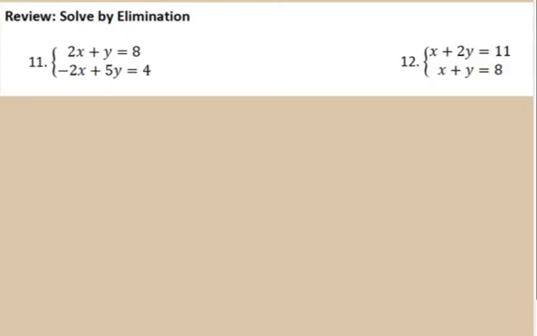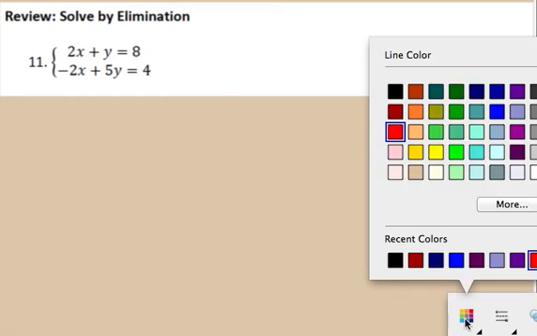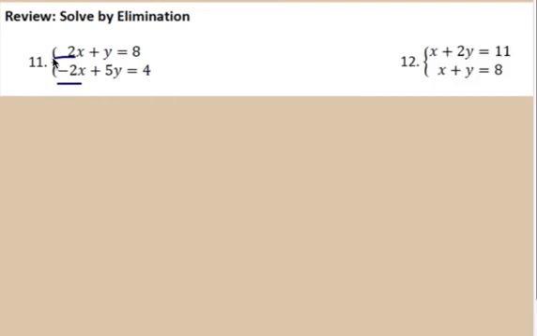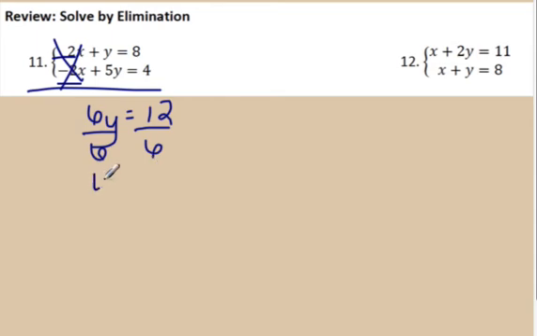Now, let's take a look at number 11. So this is one where you need to solve the system. So I would suggest elimination. You see here how you have same number, opposite signs. So that means we can immediately add down the columns because 2x and negative 2x will cancel out. Y plus 5y is 6y. 8 plus 4 is 12. Then we're going to divide both sides by 6, and I get that y is equal to 2.